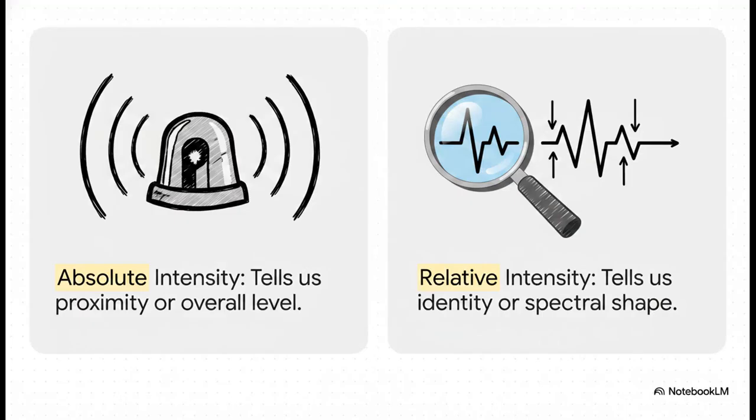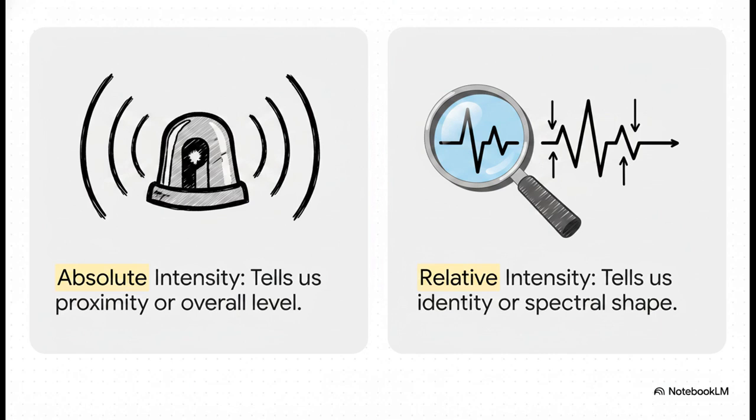The really crucial distinction we need to make here is the difference between what a sound is and where it is. Absolute intensity, which is basically the raw sound pressure level, is definitely useful. It tells you how close a sound source is. It's essentially your proximity alarm. Think of a siren coming down the street. That absolute intensity warns you it's getting closer. But when it comes to identifying what that sound actually is, absolute intensity is surprisingly useless.